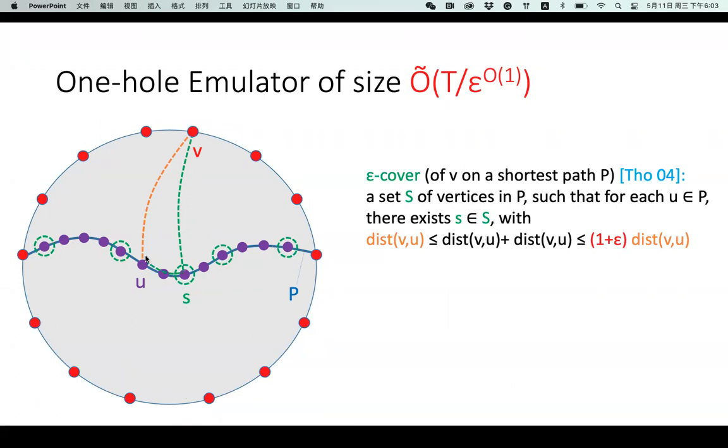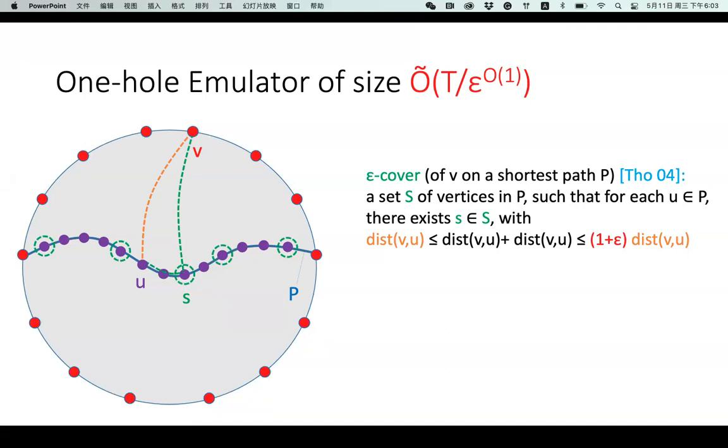Okay, so basically for every U, there's some close by vertex S in the epsilon cover, such that going directly from V to U or taking a detour through S is within a factor 1 plus epsilon of each other in total distance. Okay, and it turns out that this property is enough for our purpose. Basically, we cut the graph open along some path P and view the epsilon cover as new terminals, then gluing together an emulator for each of them gives an emulator for the original graph.